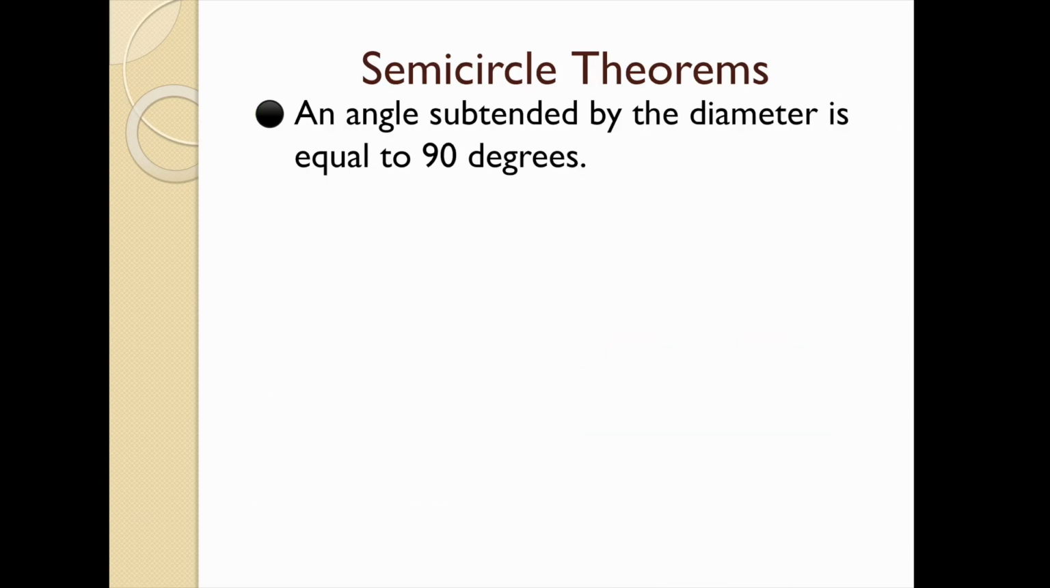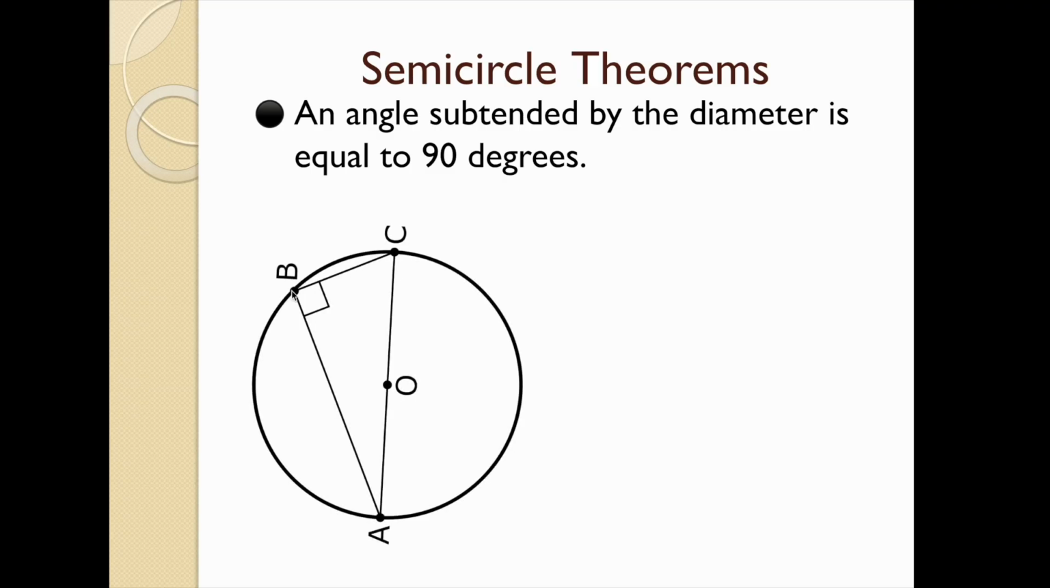Alright, so let's start with the semicircle theorems, right? An angle subtended or enclosed by the diameter is equal to 90 degrees. So if you look at this, we have a circle here. This is the diameter. Now inside of this circle, so half of the circle, we have an angle. This angle sitting on the diameter forms 90. This was something that they realized. If you were to draw a circle, draw a diameter, and try to draw an angle at any point, it's going to be 90 once it is sitting on the diameter.